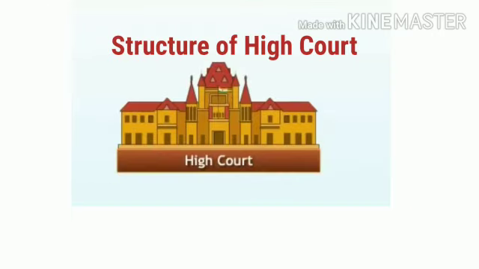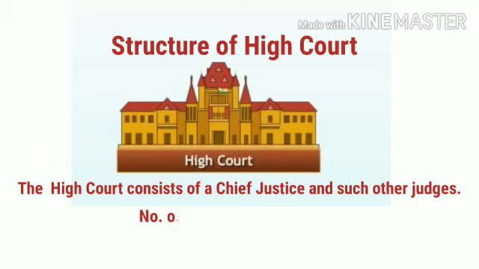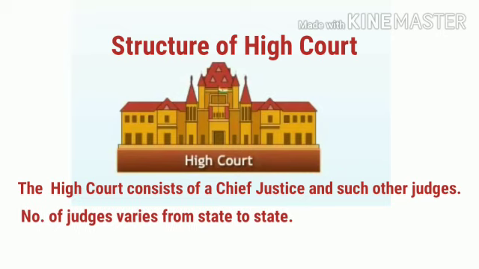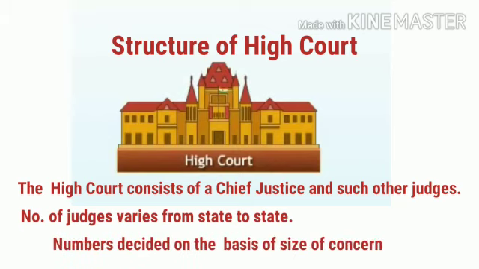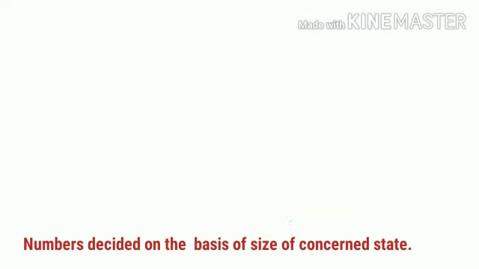Now, the structure of high courts. Every high court has a chief justice and a number of judges. The number of judges varies from state to state. The number of judges of each court is decided on the basis of the size of the concerned state.